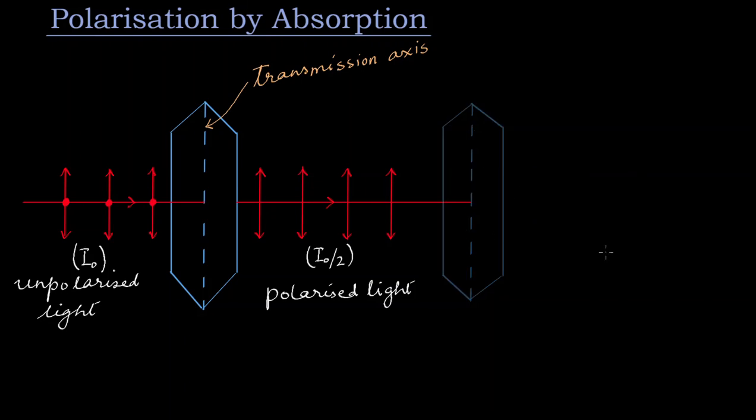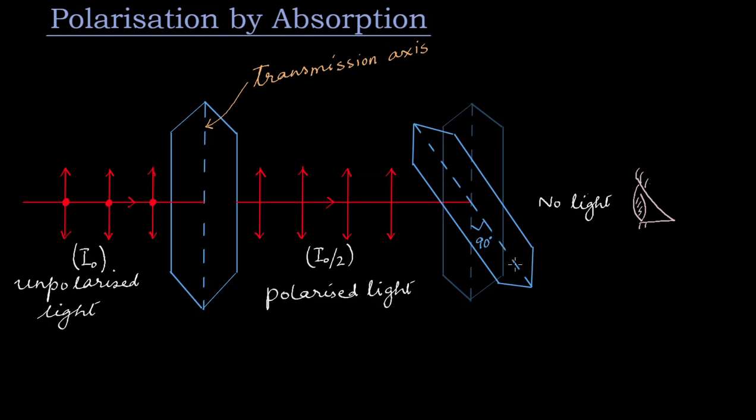Now let us rotate this second crystal so that its transmission axis becomes 90 degrees, perpendicular to the transmission axis of the first crystal. So what will happen? Even these vibrations will be absorbed by the second crystal, right? Because these are perpendicular to the transmission axis, they cannot pass through. So you don't get any light entering the eye of the observer.